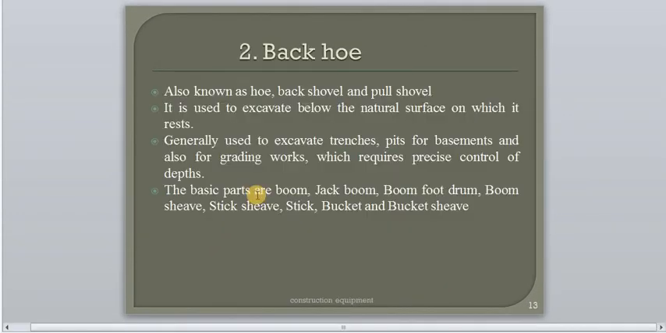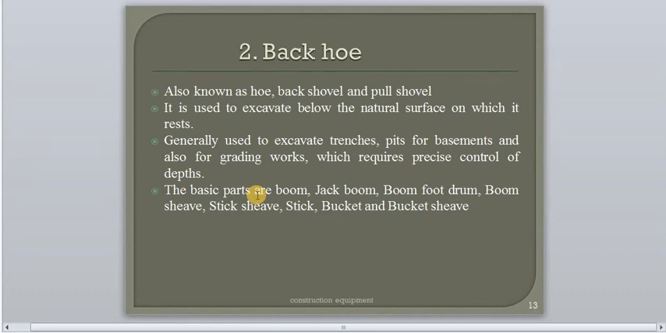It is used to excavate below the natural surface on which it rests, so it can be used below ground level also. The backhoe can be used for excavations. The third point is that it is generally used to excavate trenches and pits for placements, and also for grading works which require precise control of depth. When there is a need for precise control of depth, the backhoe can be used.